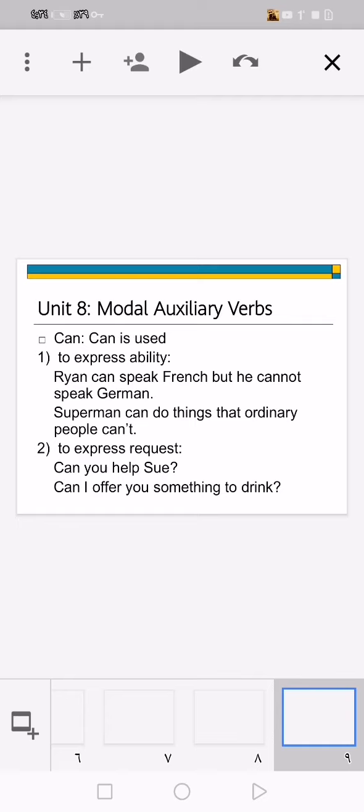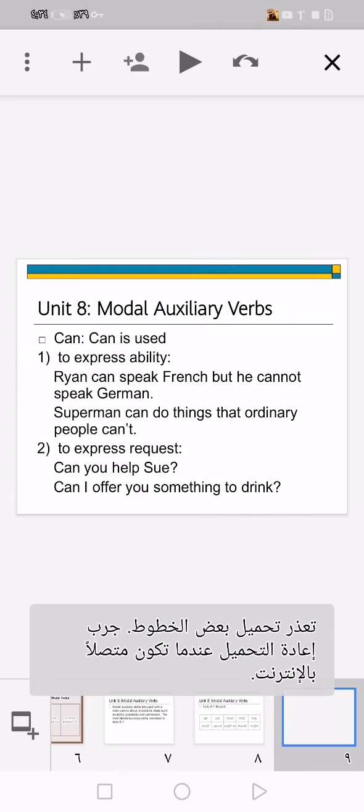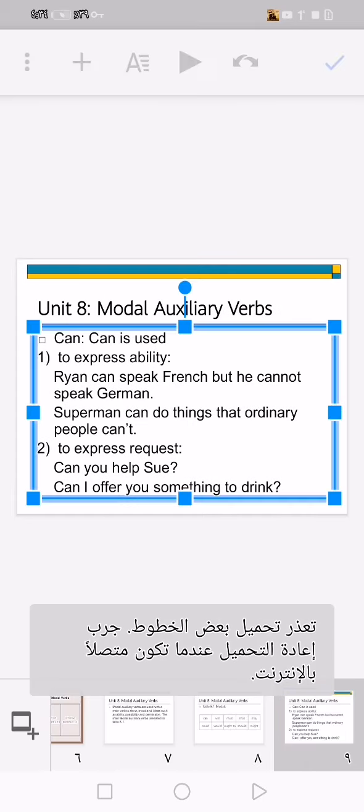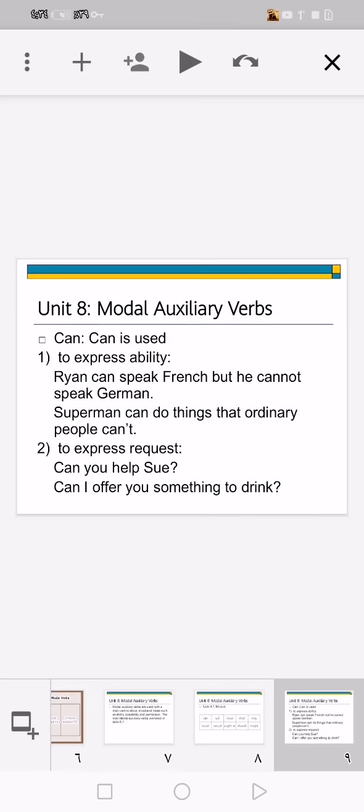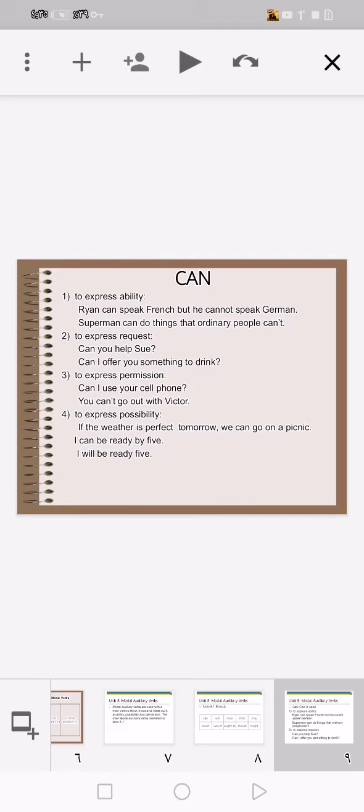Number 2, to express request. Request يعني الطلبات المؤدبة. Polite request. For example, can you help? Can you help Sue? هذا شيء يصبح لطلاب. Express request. Can I offer you something to drink? It's also to express request.